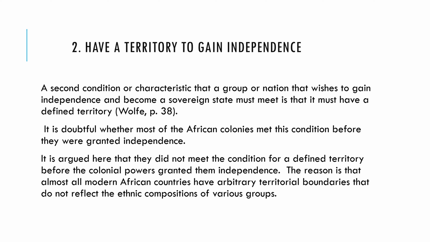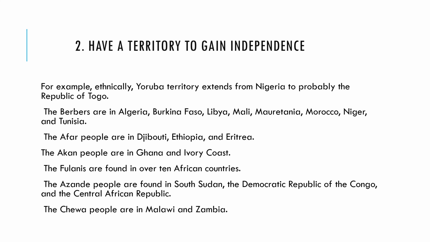It is argued here that they did not meet the conditions for a defined territory before the colonial powers granted them independence. The reason is that almost all modern African countries have arbitrary territorial boundaries that do not reflect the ethnic compositions of various groups in the continent. For example, ethnically speaking, Yoruba territory extends from Nigeria to probably Republic of Togo.